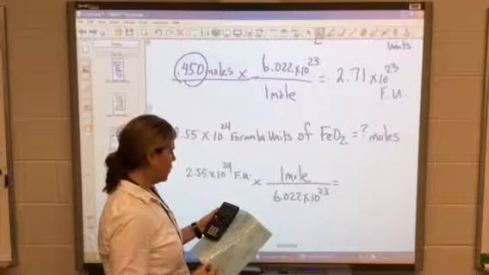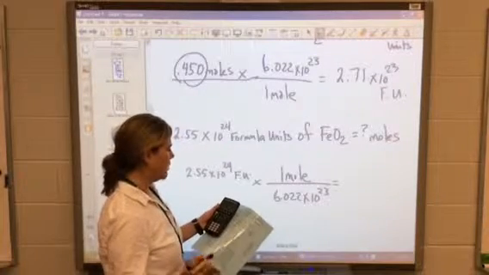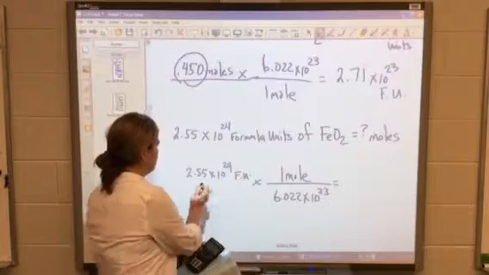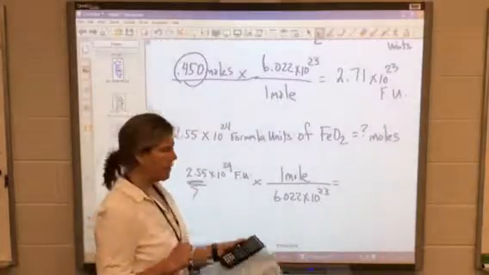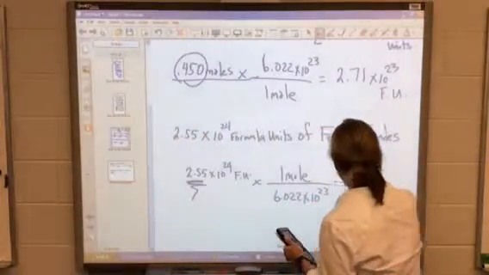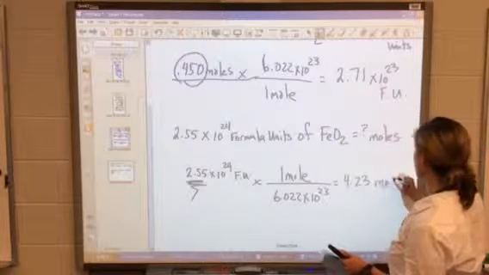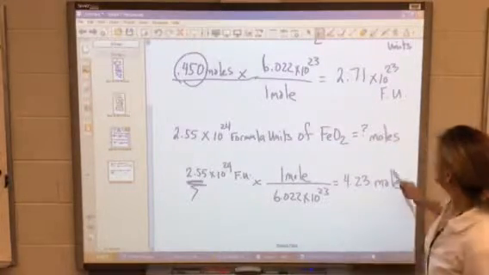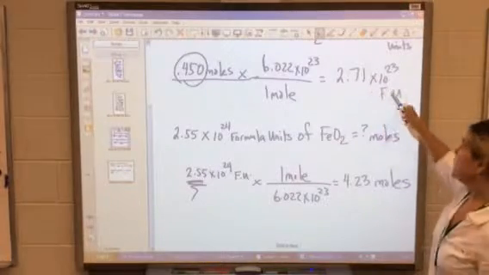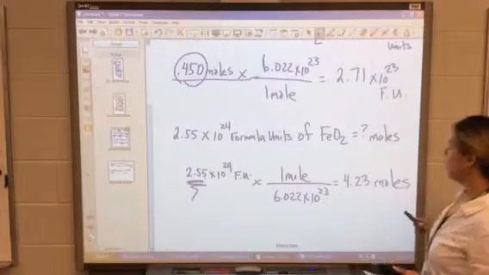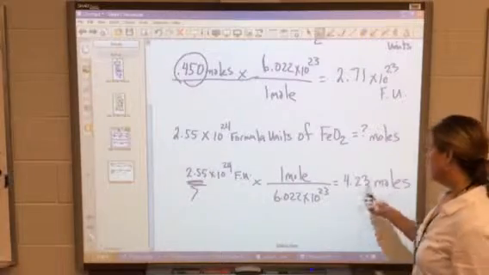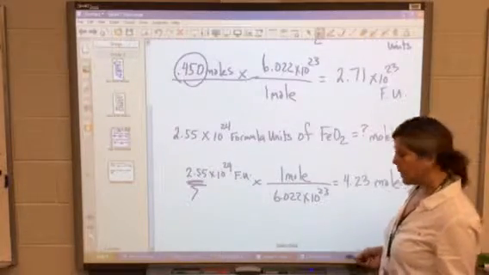That's going to give us 4.234473597. But we only need 3 sig figs. So we're going to say 4.23 moles. Look at the difference between these two numbers. If you are getting a huge number for a mole, then you have done something wrong. So keep this in mind as you're working through the problems.